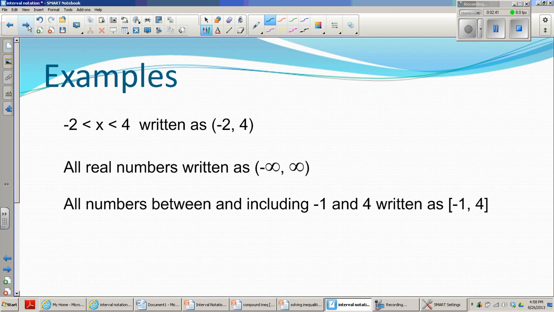Let's look at all numbers between and including negative 1 and 4. Smallest number is negative 1. Largest number is 4, comma in between. Since we're including negative 1, we put a bracket. We're including 4, so we put a bracket around 4.